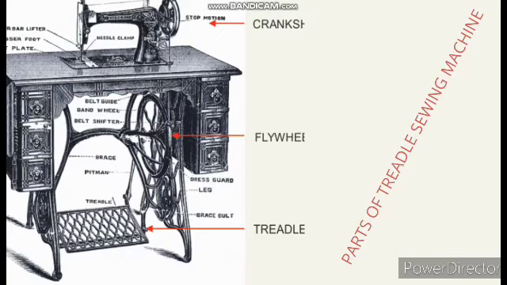Now check out the parts of the treadle sewing machine also. You can see the base, you can see the head, which is almost the same thing as the hand sewing machine, but it's only that the base has the treadle that you are going to use your foot to work with.